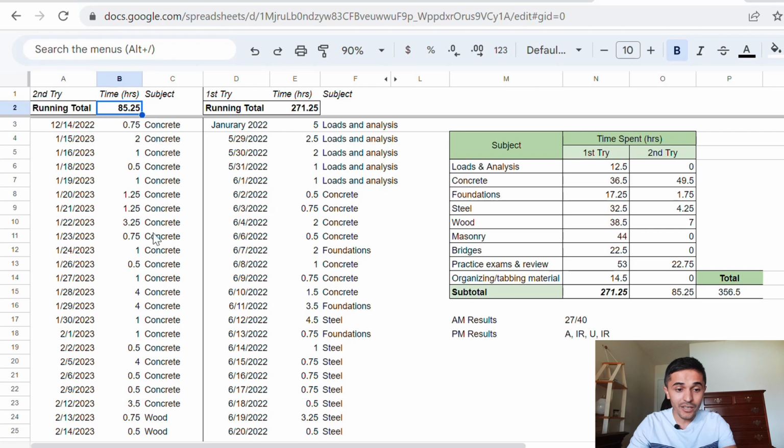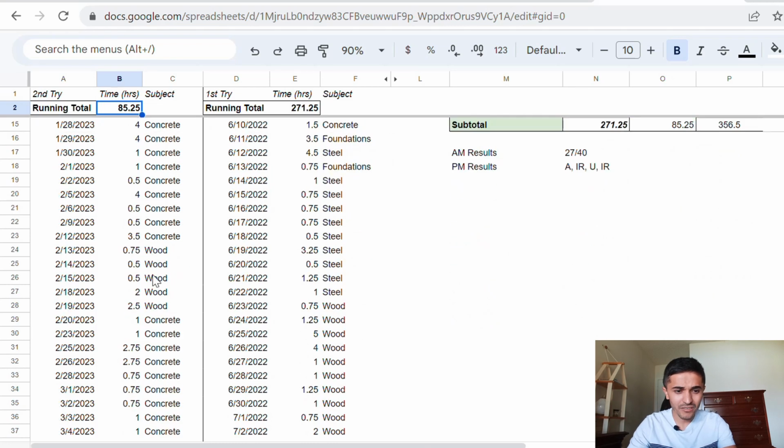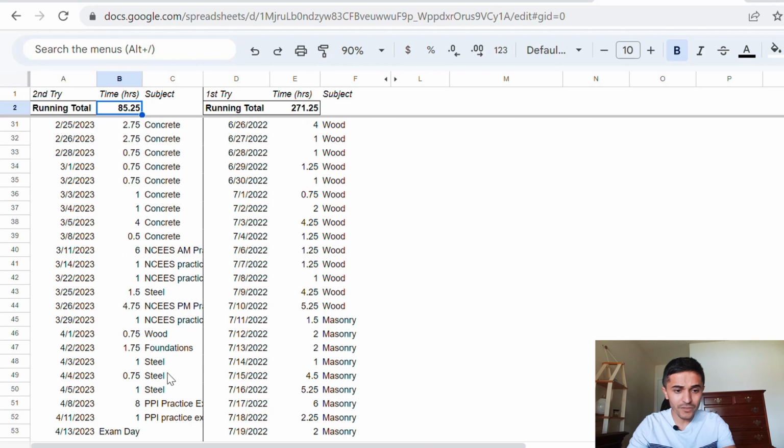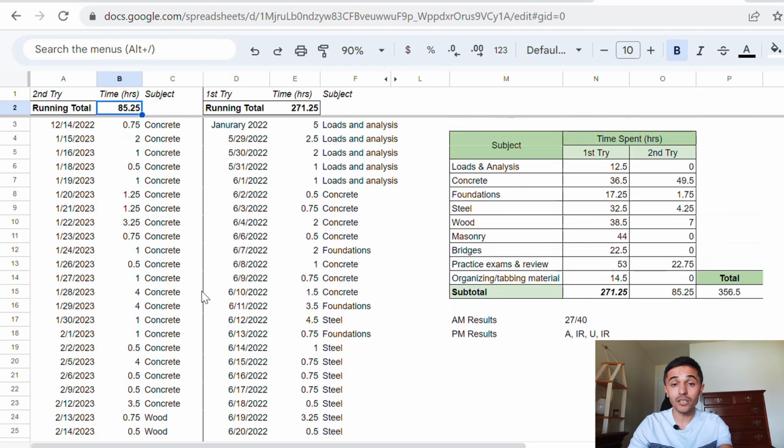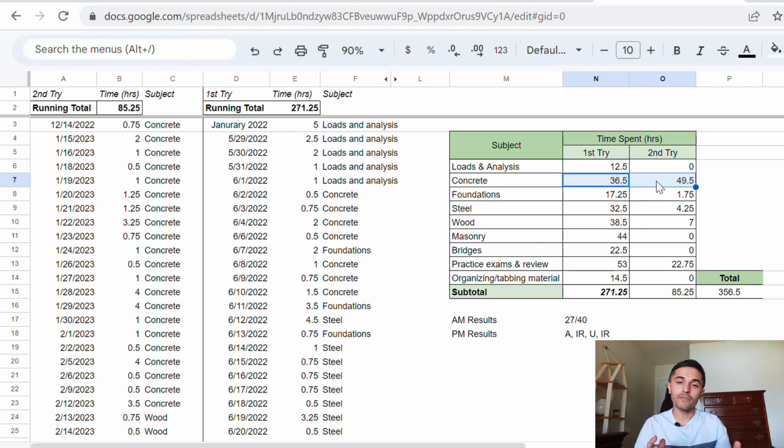But you can see here that I mostly studied concrete and wood. I studied a little bit of steel. I took two practice exams and that was it. And then I took the exam again. Now, what was different about this study here is that I actually was focusing on PM questions. Because I got an unacceptable on concrete, I really wanted to spend a lot of time on PM concrete questions. And that is reflected here on this table. You can see that I spent more time on concrete than the first time. So combined, I actually studied 86 hours for concrete alone between both exams.